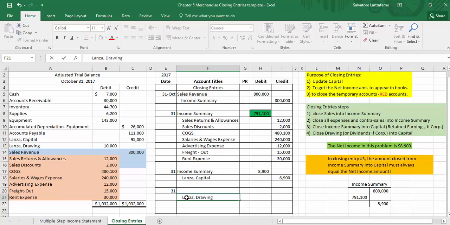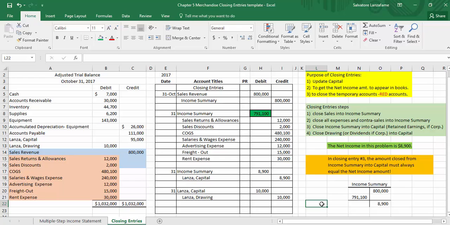And let's credit the drawing account for the 10,000 that you see there. And then we are going to debit for 10,000 as well. Remember, debits always have to equal credits. And we have Lanza Capital as the debit and Lanza Drawing as the credit. That's it. That's how you do the closing entries.